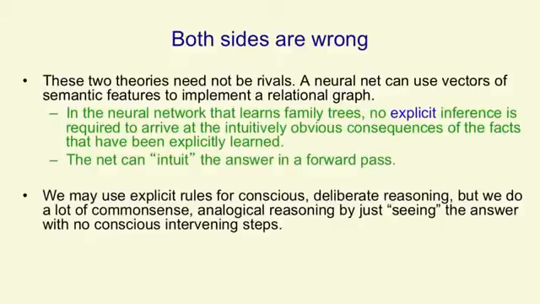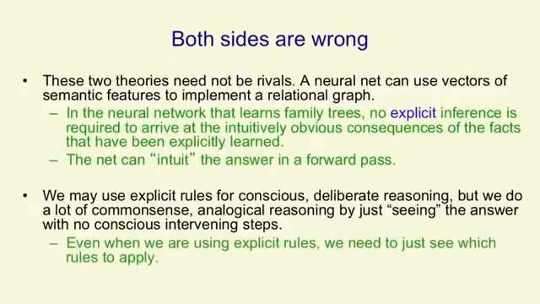So we may use explicit rules for conscious deliberate reasoning, but a lot of our common sense reasoning, particularly analogical reasoning, works by just seeing the answer, with no conscious intervening steps. And even when we do conscious reasoning, we have to have some way of just seeing which rules apply in order to avoid an infinite regress.